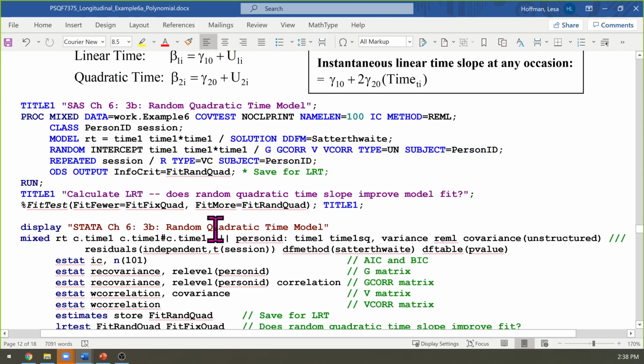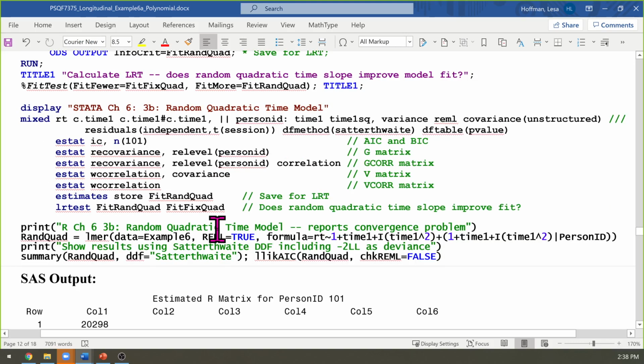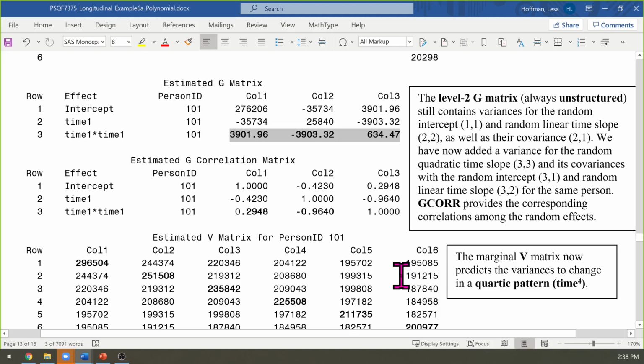So that is relevant in conducting significance tests for the new variance. Anytime you add something to the model for the variance, it's a likelihood ratio test. But you have to know how many parameters you've added as the degrees of freedom for that test. So in adding a random quadratic time slope variance, you have also added a covariance with the intercept and a covariance with the linear slope. So I have highlighted then in the output the 3 new terms in the G matrix. So 634, column 3, row 3, that's my new quadratic random slope variance. And then the covariance with the intercept and the linear slope are adjacent to it in that 3rd row.